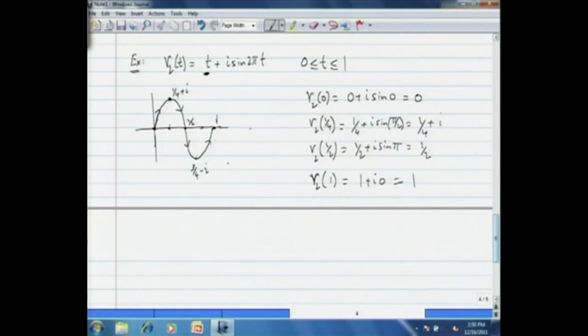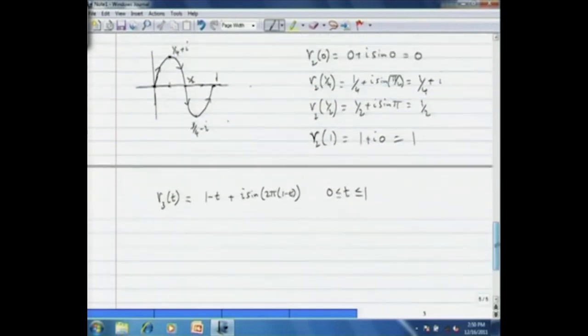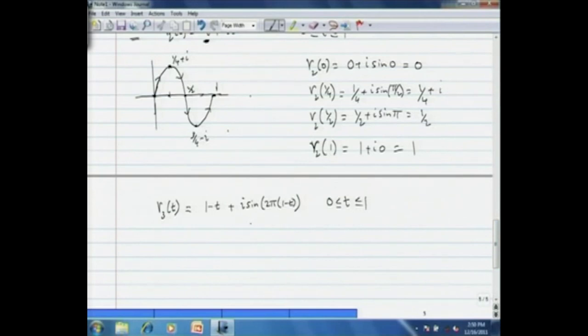And using this very example, we can construct yet another example. Gamma 3 of t, let us say, is 1 minus t plus I sine 2 pi times 1 minus t, where t ranges from 0 to 1 again. So, gamma 3 is by this definition a curve with parameter interval 0, 1 already. But when we try to visualize this gamma 3, we get this very same sine curve, except that gamma 3 of 0 is now 1 plus I sine 2 pi times 1 minus 1, which is 1.